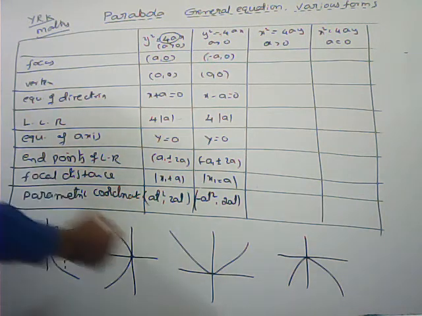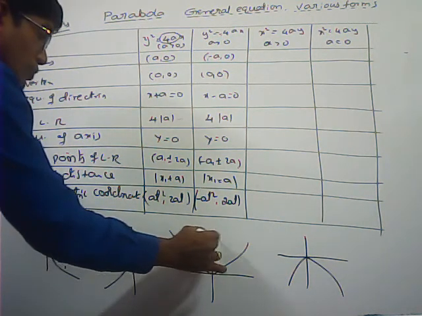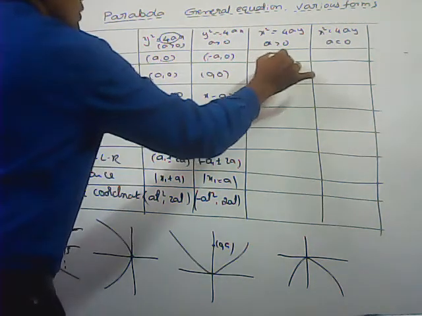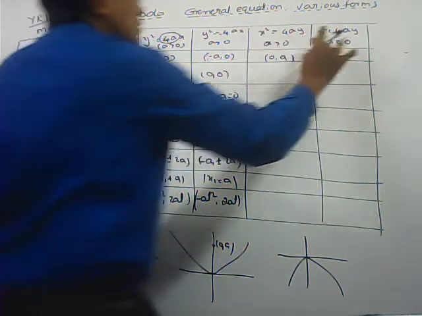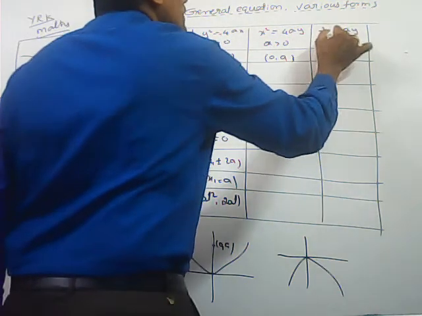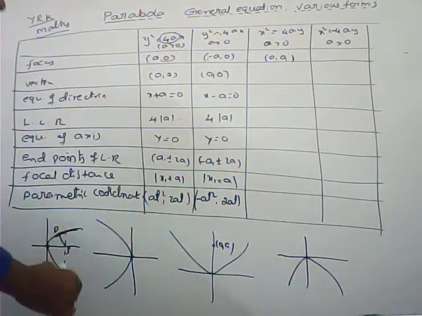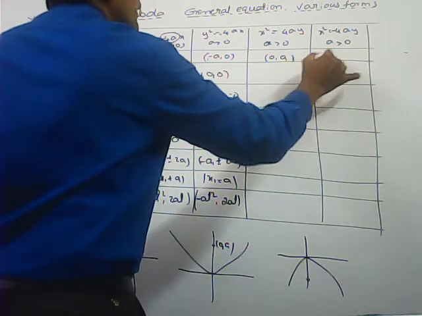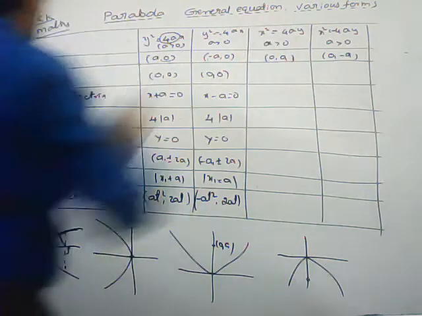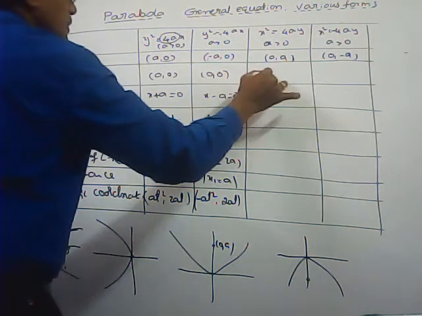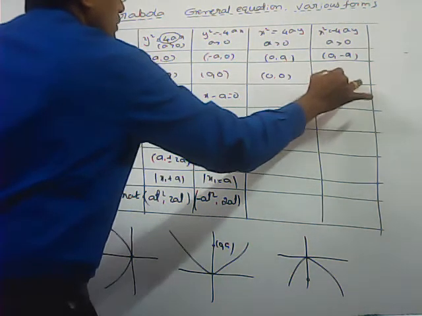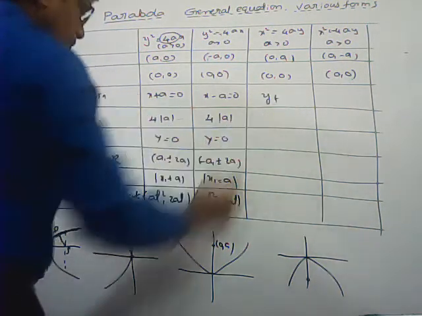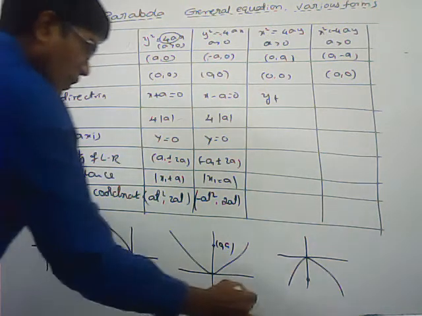Now x square equals 4ay: here we can keep (0, a), where a is greater than 0. Here also a is greater than 0, but here minus is there. So the y coefficient is negative, so this side we can get (0, minus a). Vertex everywhere is the same thing only, (0, 0) is the vertex. Here we can write y plus a equals 0 for these two, this is the directrix.